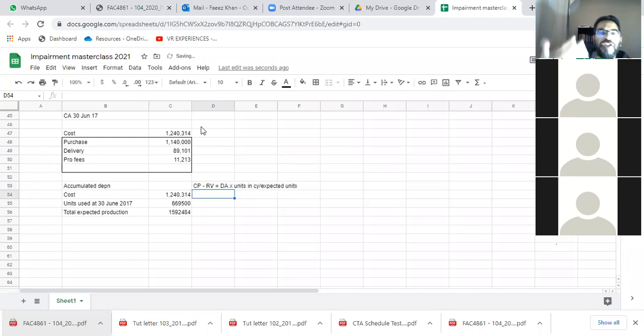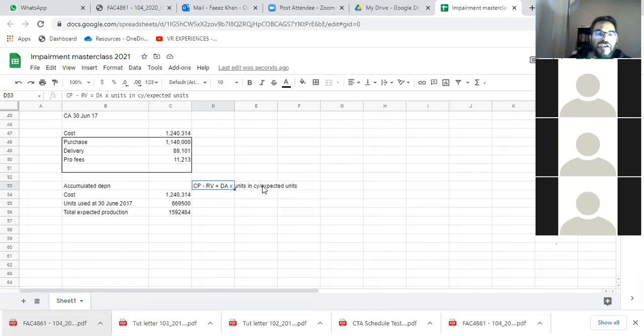Okay, so each year you're going to do that. To make the calculation quickly, what you could have done is use this formula over here. There's no residual value, so the depreciable amount will equal the cost price of 1.2 million. Then you multiply it by the units in the current year, divided by the expected units. That will give you the depreciation per year.